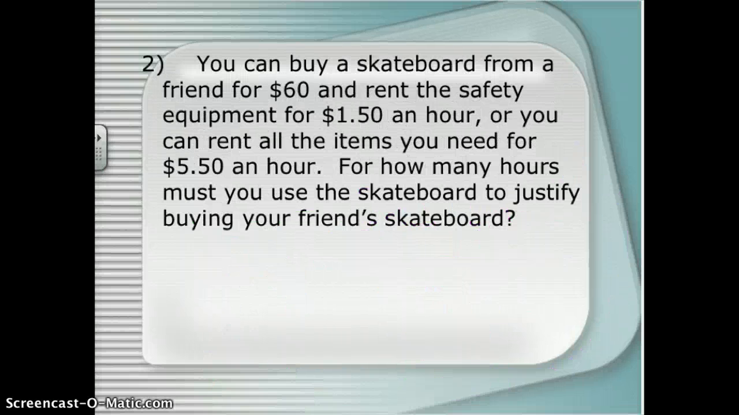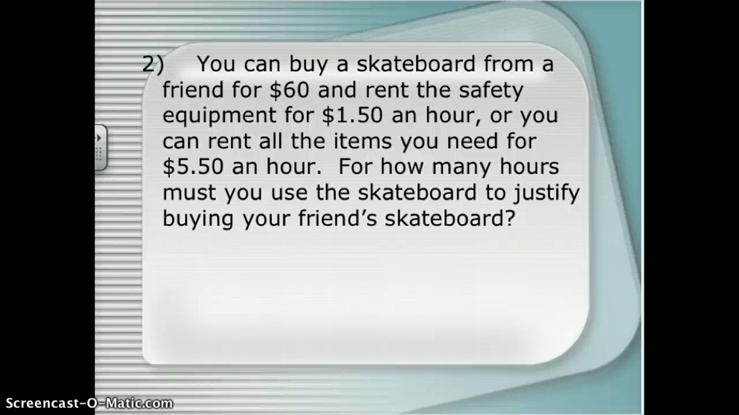All right, another word problem for you. You can buy a skateboard from a friend for $60 and rent the safety equipment for $1.50 an hour, or you can rent all the items you need for $5.50 an hour. For how many hours must you use the skateboard to justify buying your friend's skateboard? So in other words, you don't want to pay more than you need to. So if you're going to rent for a lot, this might be a good idea. If you don't rent much, it would be a bad idea.